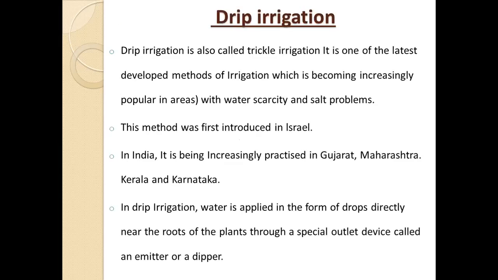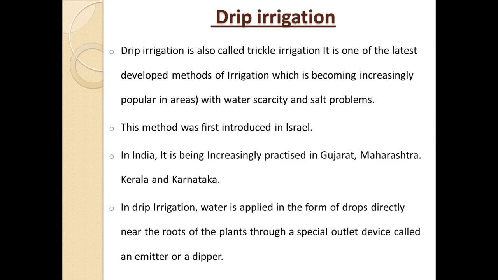Now, jump to a new topic, drip irrigation. Drip irrigation is also called trickle irrigation. It is one of the latest methods of irrigation, which is becoming increasingly popular in areas with water scarcity and salt problems. This method was first introduced in Israel. In India it is being increasingly practiced in Gujarat, Maharashtra, Kerala and Karnataka.